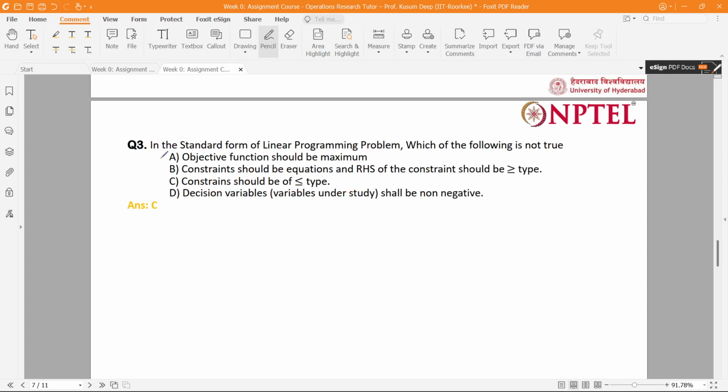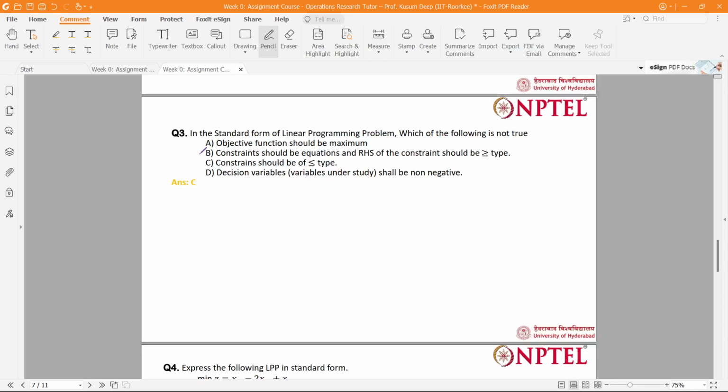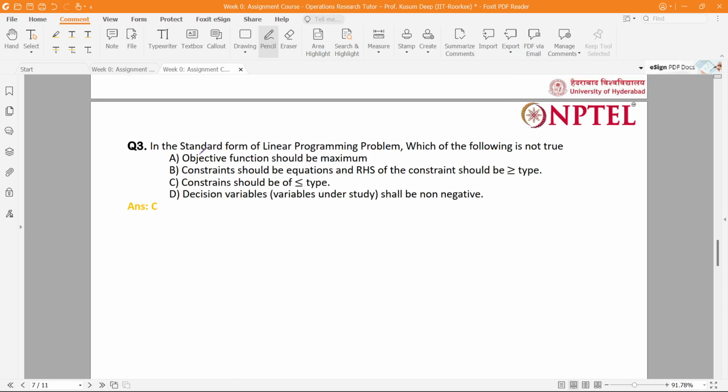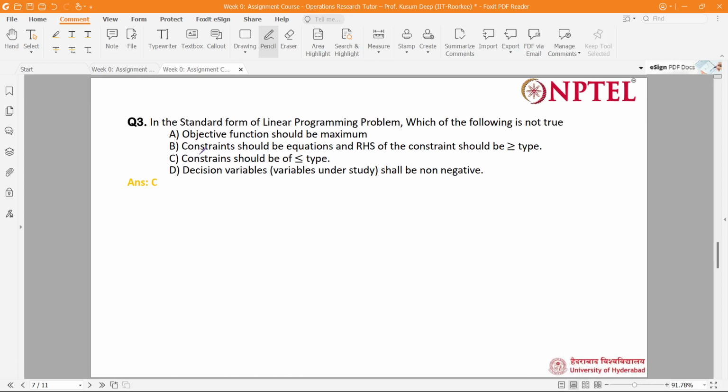Here is the question: in the standard form of a linear programming problem, which of the following is not true? Before going into the question, first we have to know what the standard form of LPP is. The standard form of linear programming problem is used to develop the procedure for solving the general linear programming problem. Before, we have seen the general linear programming problem and how it looks. So now we see what the characteristics of the standard form are.